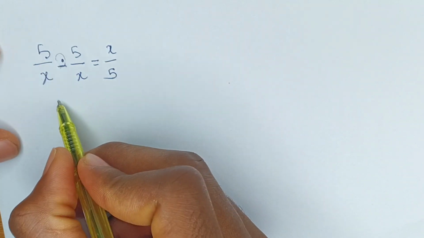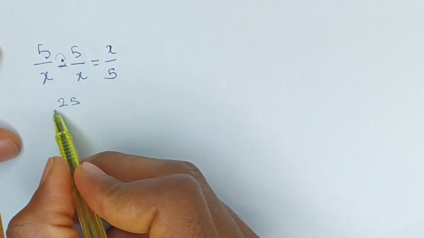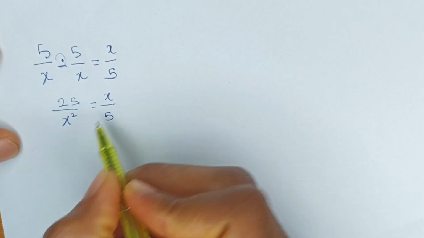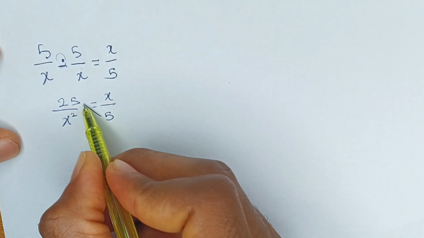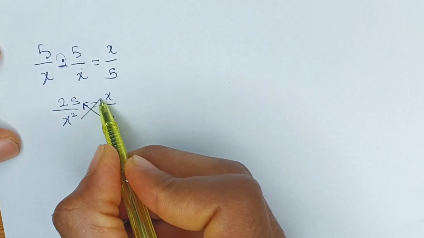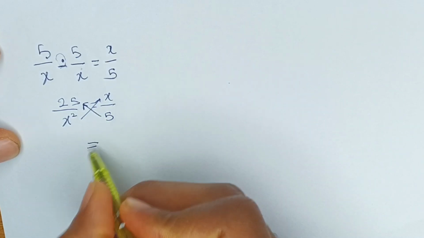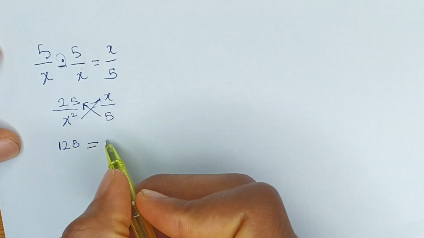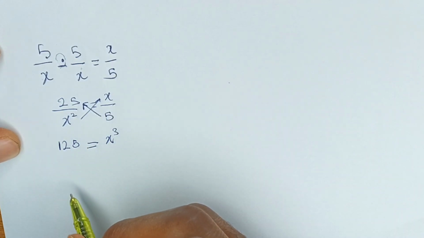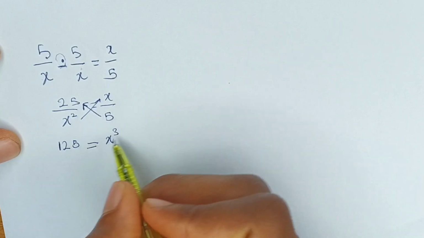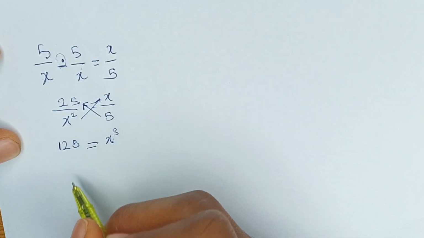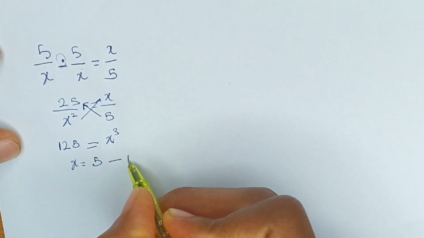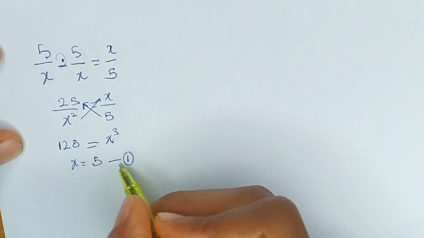5 times 5 is 25, and x times x is x squared, and this is equal to x over 5. At this juncture, we can simply cross multiply, so I multiply this and I multiply this, with the equal sign in between them. 5 times 25 is 125, and x squared times x is x raised to the power 3. Now, x raised to the power 3 is equal to 125. This simply means that x is equal to 5. And this is one of the answers.